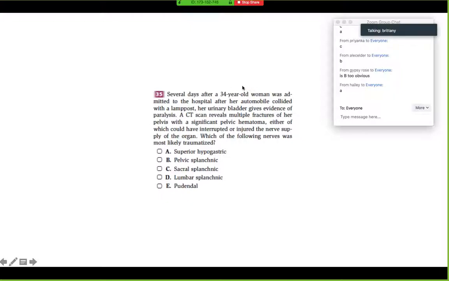So we have a 34-year-old woman whose automobile collided with a lamppost, and her urinary bladder gives evidence of paralysis. A CT scan reveals multiple fractures of her pelvis with a significant hematoma, either of which could have interrupted or injured the nerve supply of that organ. Which of the following nerves was most likely traumatized? A little bit tougher question here.